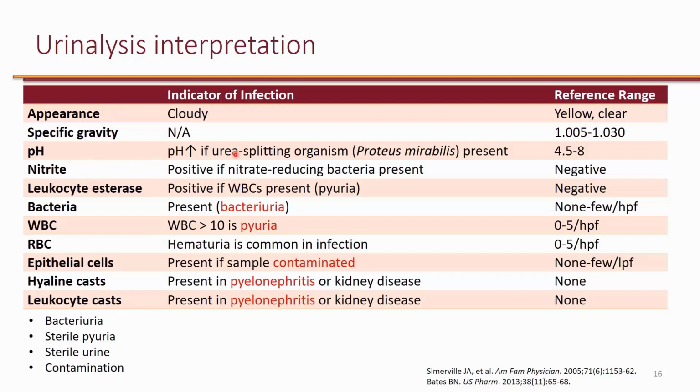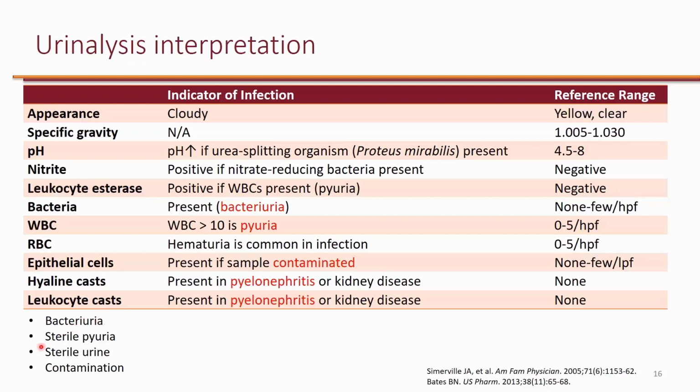Oh, the pH. Some organisms such as Proteus mirabilis are capable of splitting urea, which will increase pH. So occasionally you will see that the pH is higher than the normal range. And that helps you suspect Proteus mirabilis when you choose antimicrobial agents.